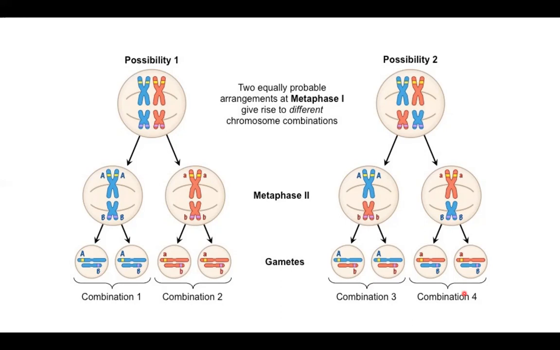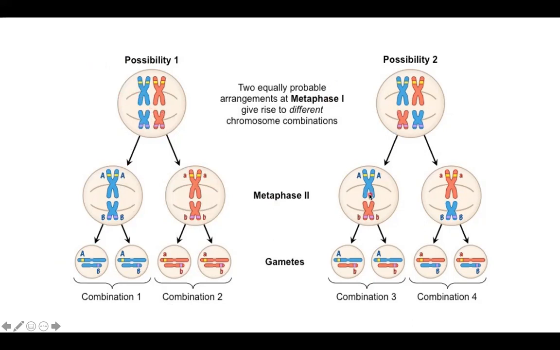So the homologous chromosomes separating differently to one another, going into different cells in different combinations in meiosis 1, in metaphase 1. So in possibility 1, what we find is that the blue version of the chromosome from each homologous pair goes into one cell, and the red one goes into another cell. That means that these are the possible combinations of the gametes after meiosis 2, after metaphase 2. So you have this combination and this combination arising from possibility 1.